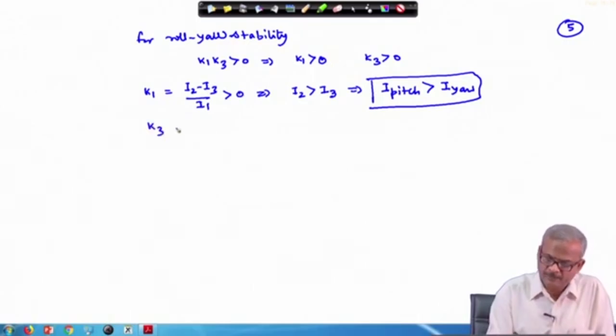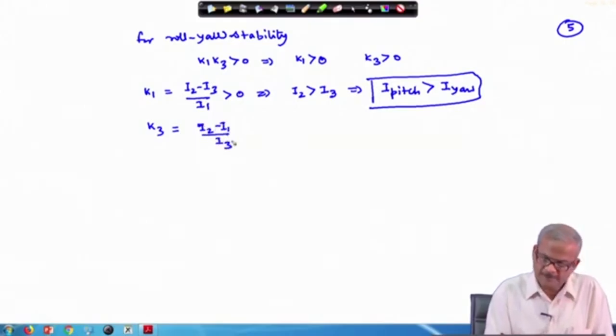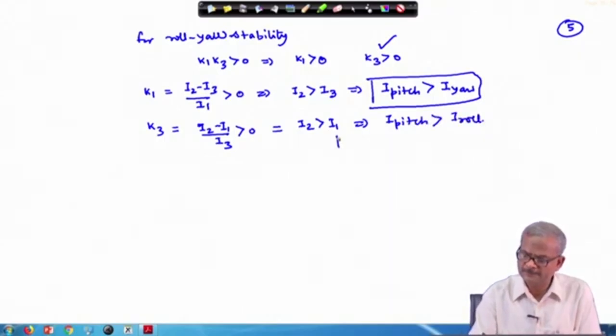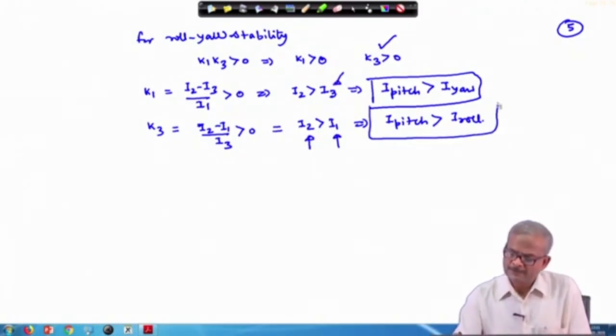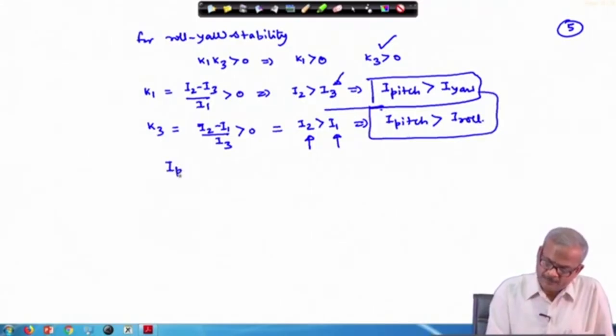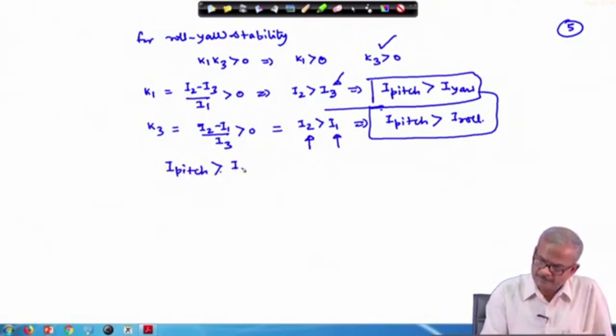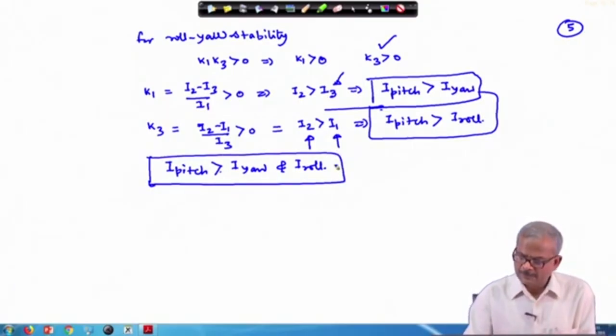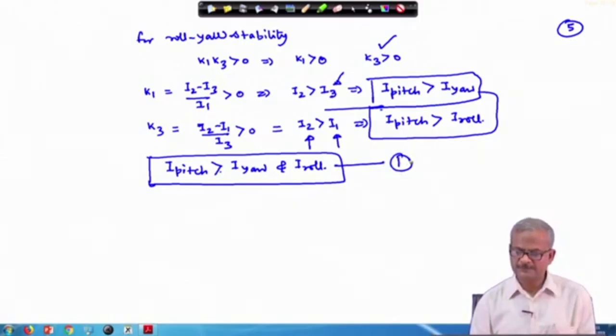Similarly, K3 equal to I2 minus I1 divided by I3, this should be greater than 0 according to this. So, this implies I2 will be greater than I1, and this says that I pitch should be greater than I roll, because along the one axis we have roll, along the two axis we have pitch, along the three axis we have yaw. So, taken together, these two things state that I pitch should be greater than I yaw and I roll. I will name this as, say, 1. This is the one condition.